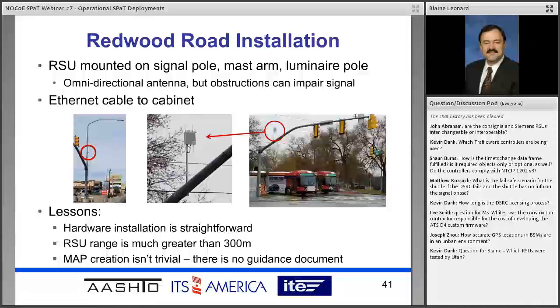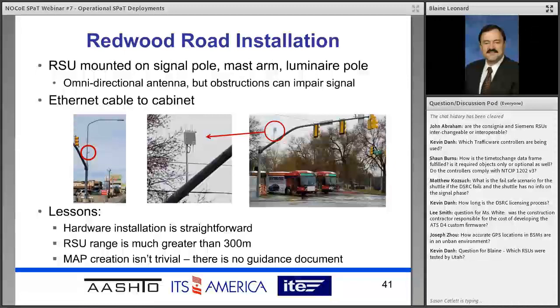Some lessons from this, we've learned that the hardware installation is fairly straightforward. It doesn't take long to put one of these up. They're powered over Ethernet, so you run an Ethernet cable down the pole and into the cabinet. We've generally selected the corner of the intersection that has the cabinet on it so that that run to the cabinet is shorter. That's not always the case, but generally we've been able to make that work.